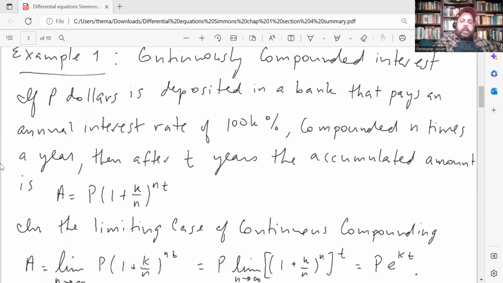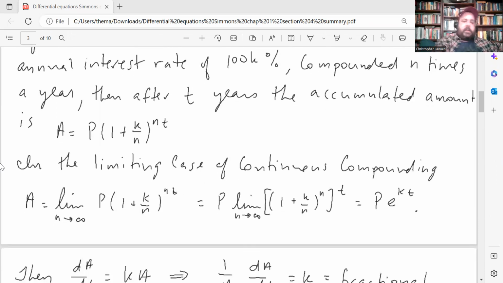We want to look at the limiting case. In this formula, n represents the number of compoundings per year. If you want continuous compounding, what that means is you let n go to infinity. So you're compounding interest infinitely often.